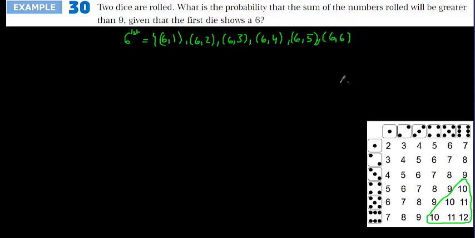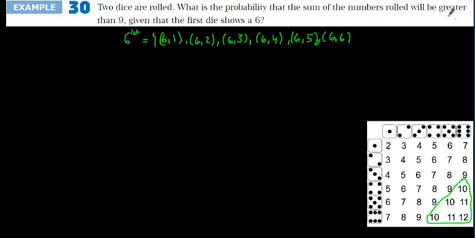Given that the first die shows 6, I'm going to show it with this set. The first die shows 6, so it will be 6 1, 6 2, 6 3, 6 4, 6 5, and 6 6.